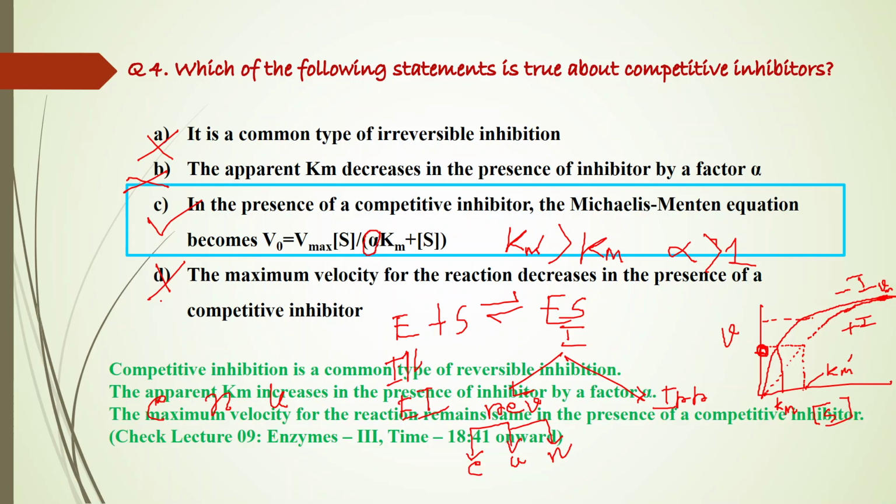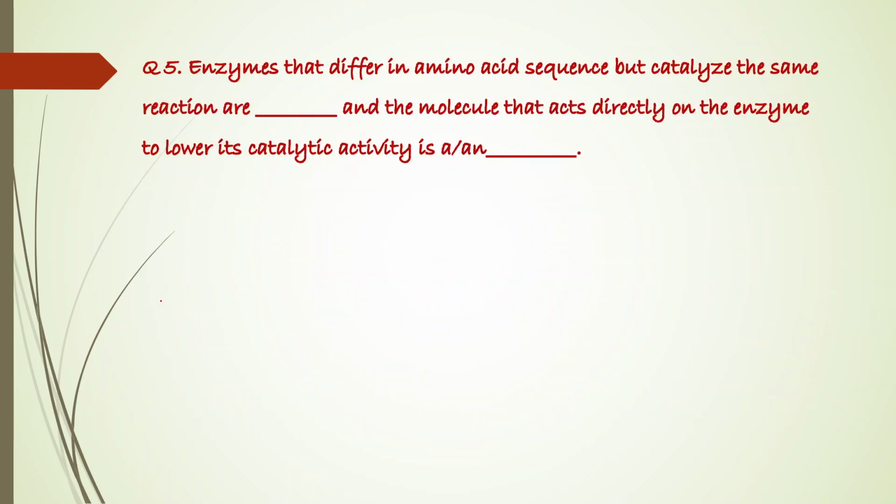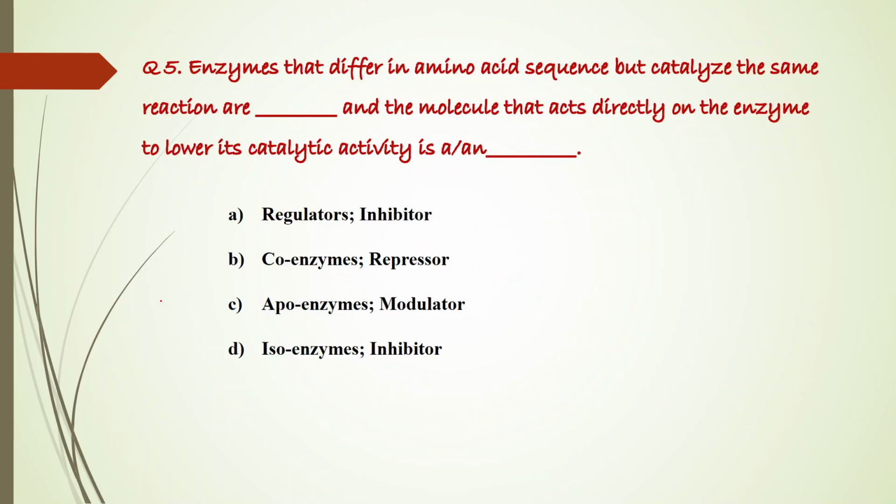Okay. Moving to the next one, it states, enzymes that differ in amino acid sequences but catalyze the same reactions, what are they called? There is a blank, you have to fill that.